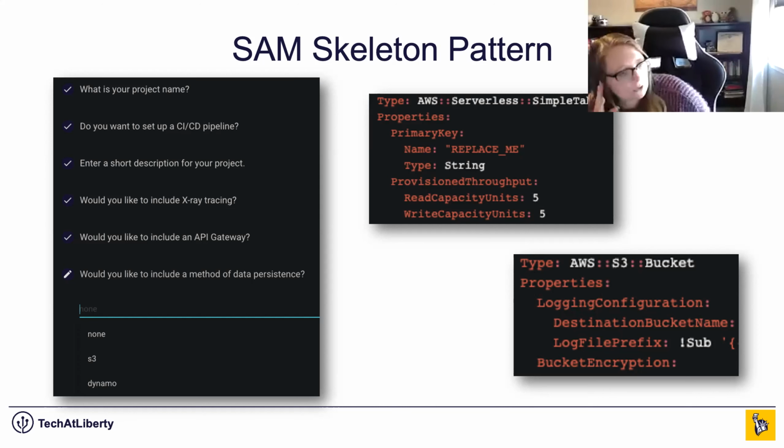Similarly, if you say yes to an S3 bucket, you'll get this S3 bucket configuration. And you'll notice that there isn't a SAM equivalent for S3. It's just an S3 bucket. So this is also a good example of where you can use regular CloudFormation mixed in with your SAM serverless resources.